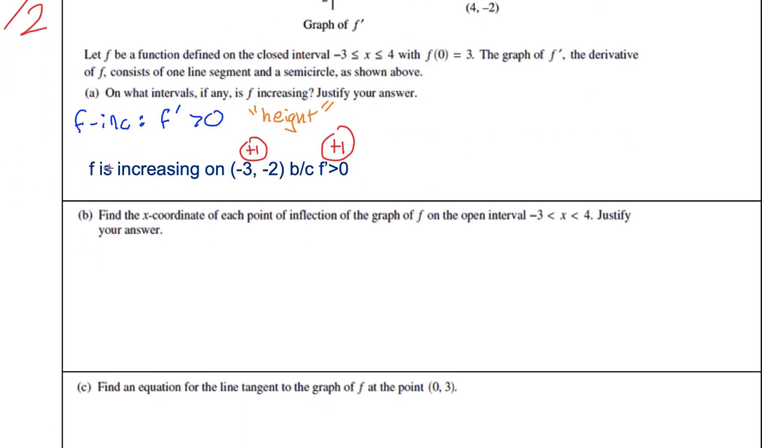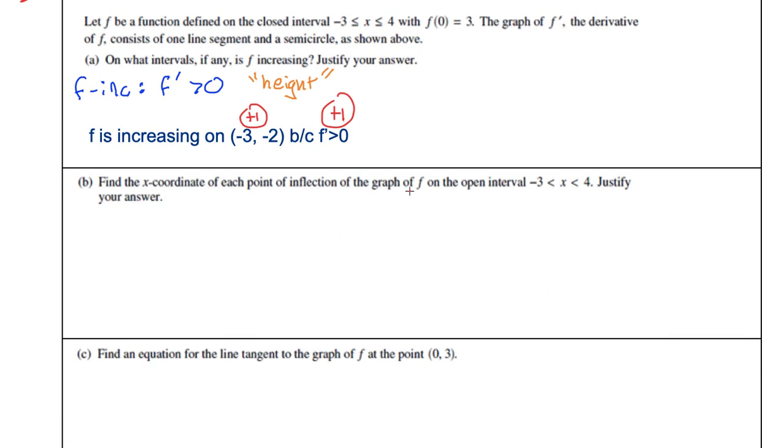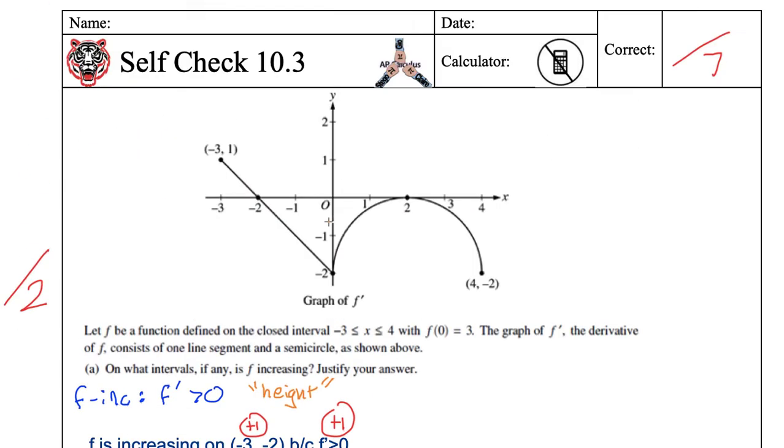Part B. Find the x-coordinate of inflection point. So inflection point, point of inflection. What is the definition of inflection point? Go. There it is. F double prime sign change. All right. So on a graph of f prime, what is f double prime? Slope. So I'm looking for a slope sign change.